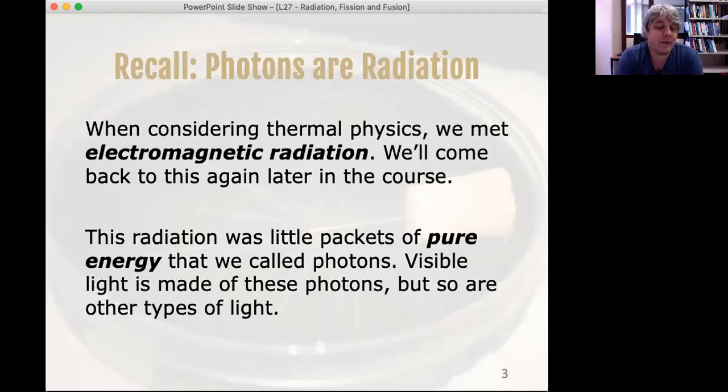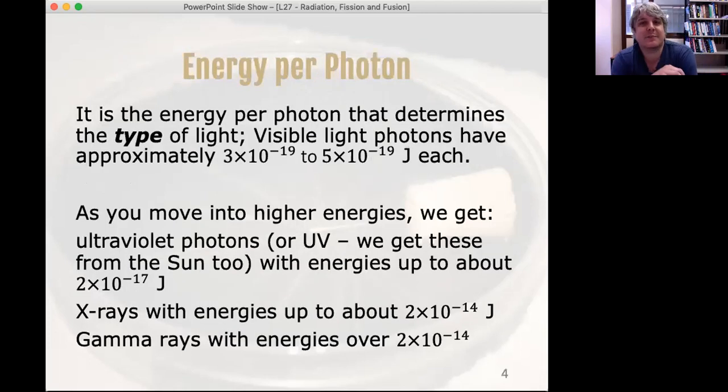So visible light is made of these photons, but so are other types of light, not just visible light. We've also got microwaves, radio waves, ultraviolet light, infrared light, X-rays and gamma rays. So we've got different types of light that can come out, and visible light is just one of them. The type of light depends on how much energy there is in the photon. Remember, the photon is a little packet of pure energy. They're tiny, and it's pure energy. And so how much energy is in that little packet determines what type of light it is.